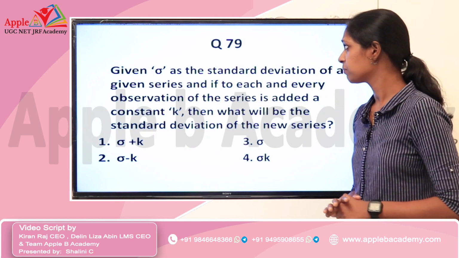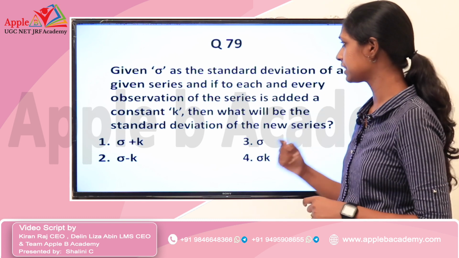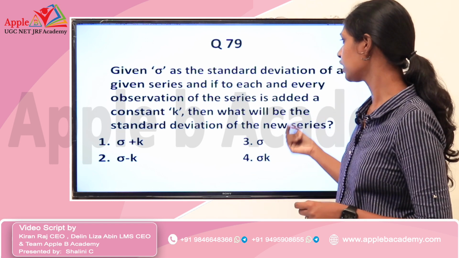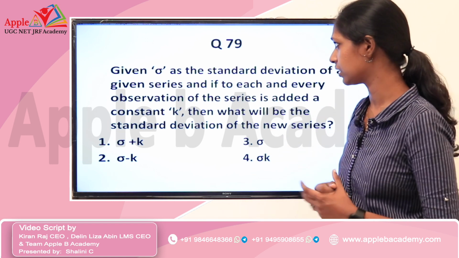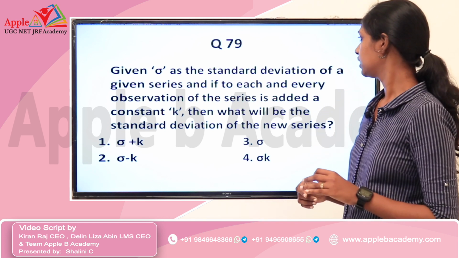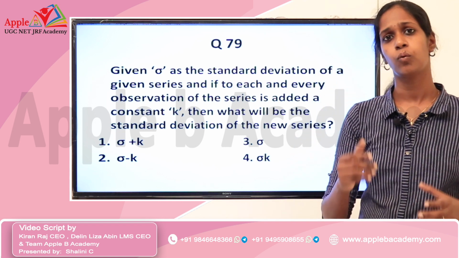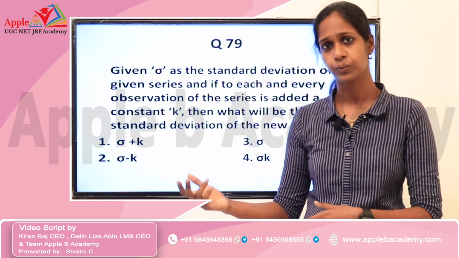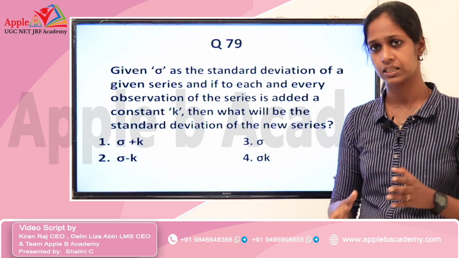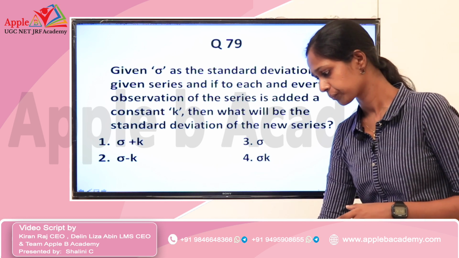79. Given sigma as the standard deviation of a given series, and if to each and every observation of the series is added a constant k, then what will be the standard deviation of the new series? So, if sigma is the standard deviation of a given series and to each observation we add a particular constant k, what will be the standard deviation of the new series? We know that the standard deviation will not change, it will remain a constant, it will be sigma itself. So, the answer would be 3.